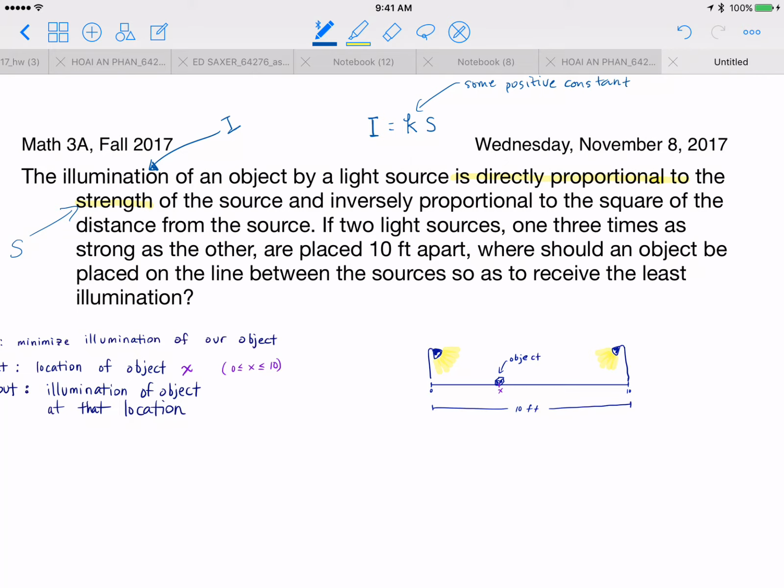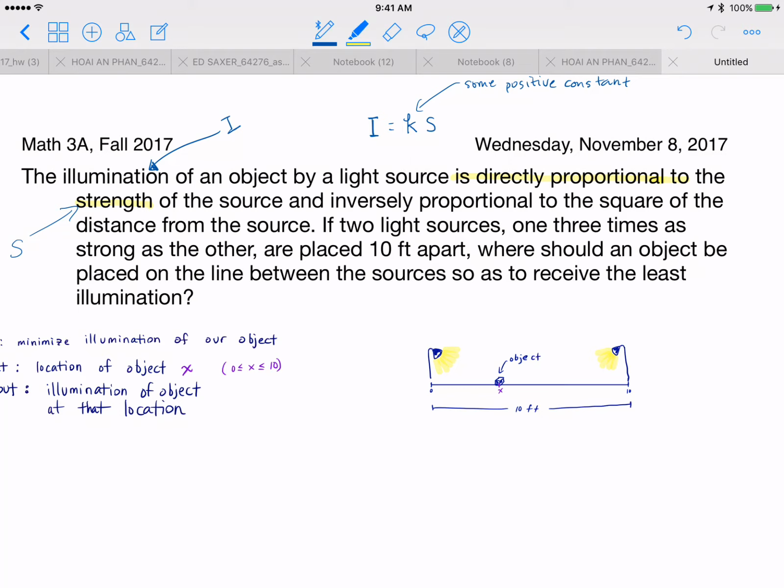It might have been a while since you took intermediate algebra, so you might not remember what it means to be directly proportional. This is what it means for two variables to be directly proportional: one is a positive multiple of the other.